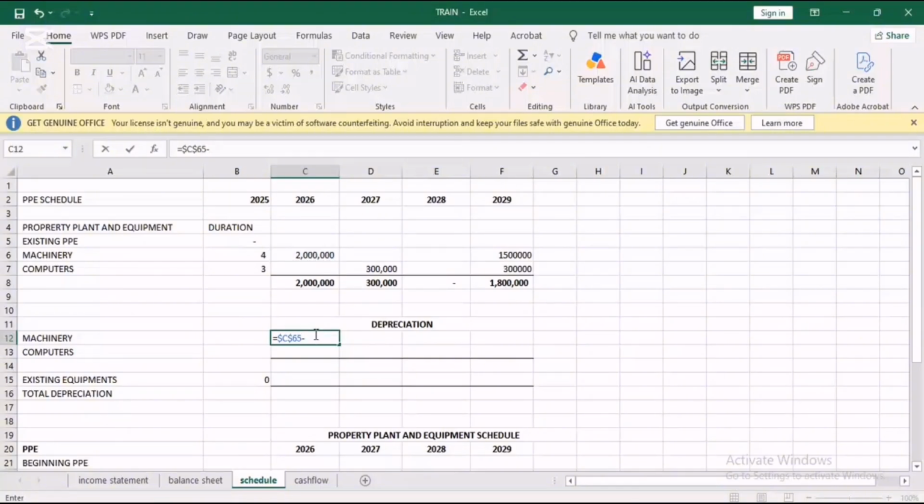Now that I hit my division, I take it with the pop-up, then the lifespan, which is 4 years. I hit it, and also make it absolute. I hit F4. So that's that. Let me hit enter. So as you can see, the amount for depreciation for each year is this. So now let me stretch forward.